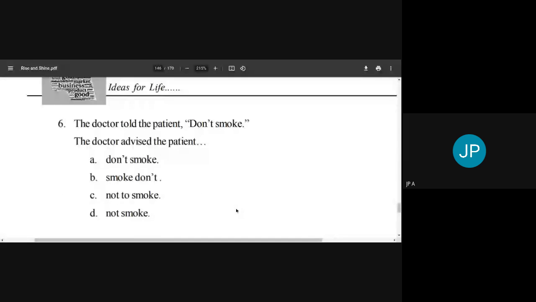The doctor told the patient. This is an imperative statement. Imperative means it is a command or an order. The doctor told the patient, don't smoke. So with imperatives, what do we use? To is used. The doctor advised the patient, yes, C is the right answer, not to smoke. Not to smoke. Very good. Great.